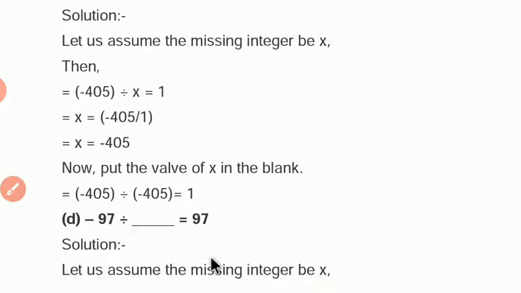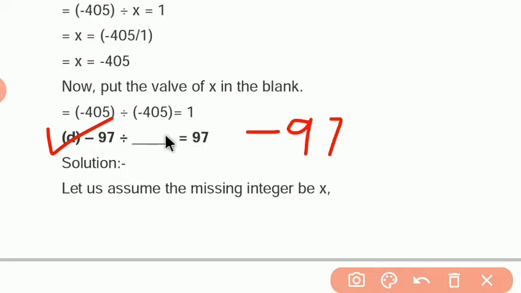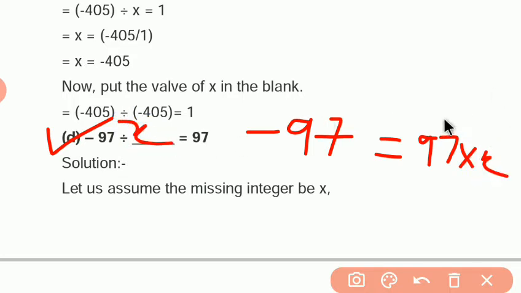Then minus 97 divided by 97. Directly also we can say that if we divide by minus 1, we will get the answer. Minus into minus, it will cancel, and 97 divided by 1, it will be 97.